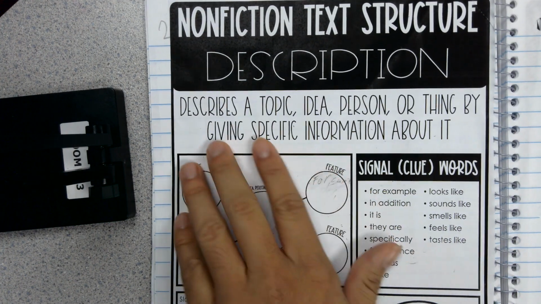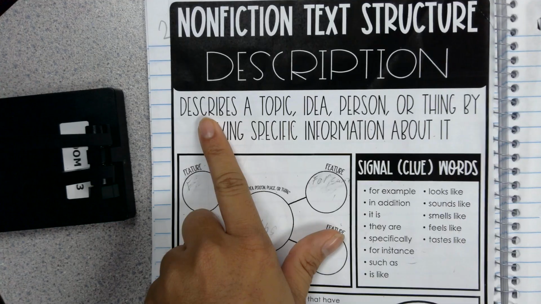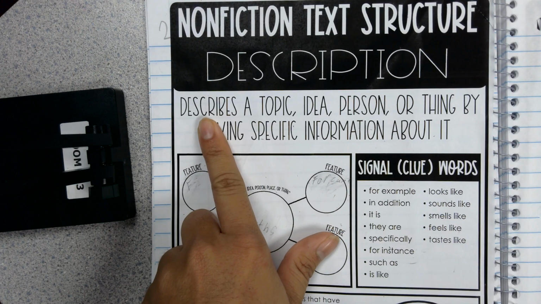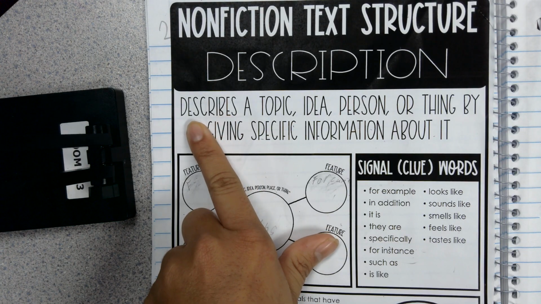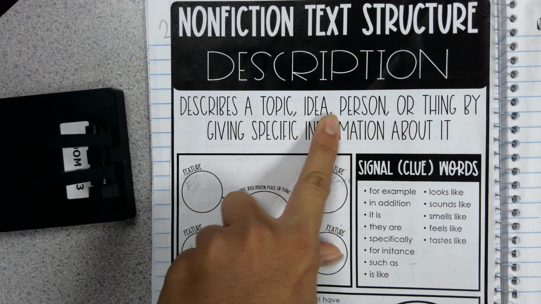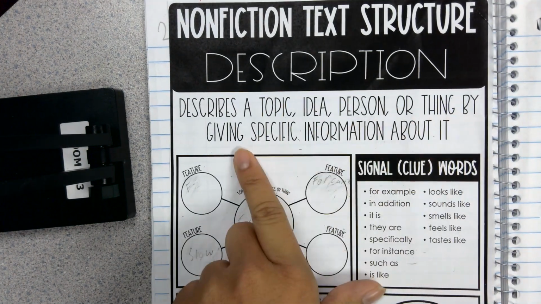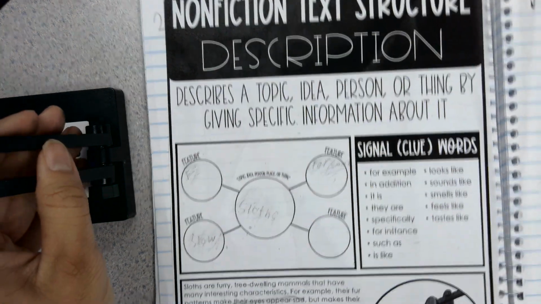So a description, its main purpose for an author writing a description text or you reading a description text. So why are these even written by these authors? What are they trying to do? Well, the purpose of it is they're trying to describe a topic, idea, person, or thing by giving specific information about it.